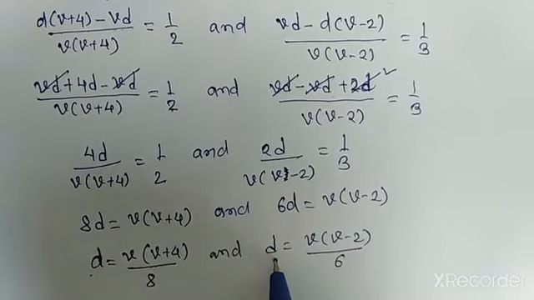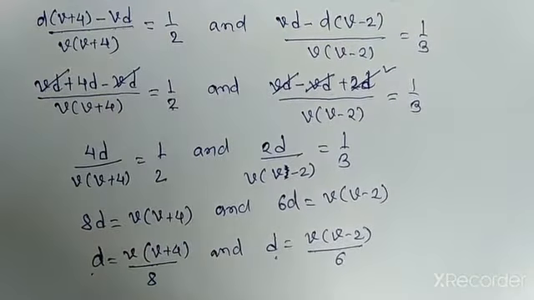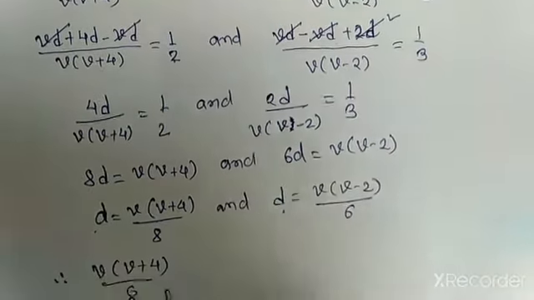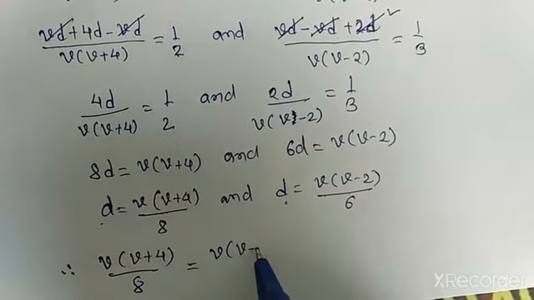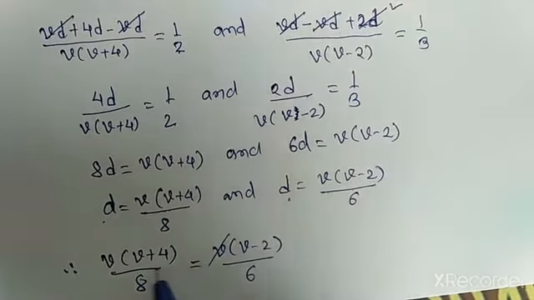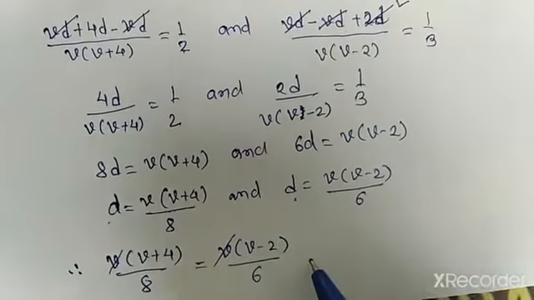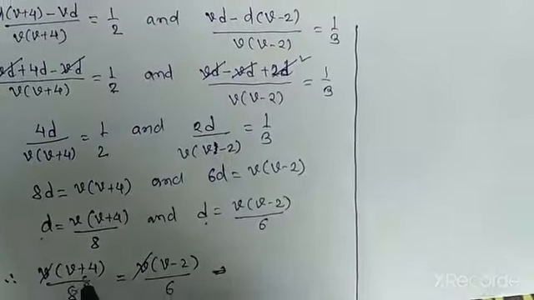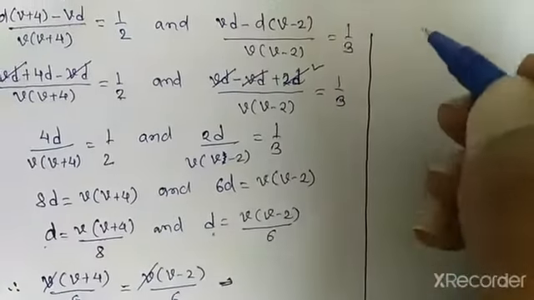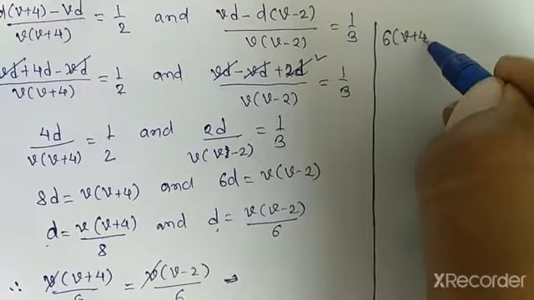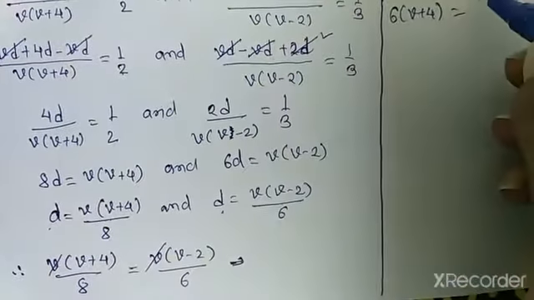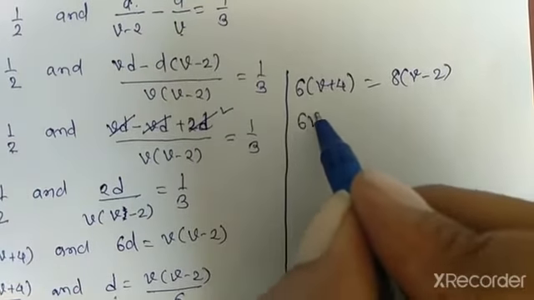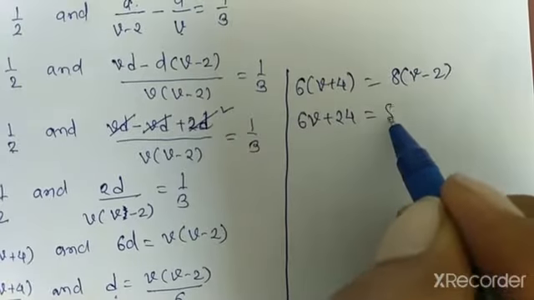Now here LHS is same, so its RHS should be same. Therefore from these two equations we can write v into v plus 4 divided by 8 is equal to v into v minus 2 divided by 6. Here v will get cancelled and cross multiply both sides. So 6 into v plus 4 is equal to 8 into v minus 2. Okay, so we multiply it inside: 6v plus 24 is equal to 8v minus 16.